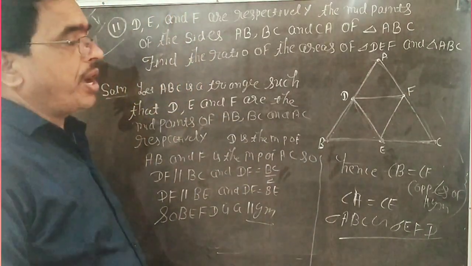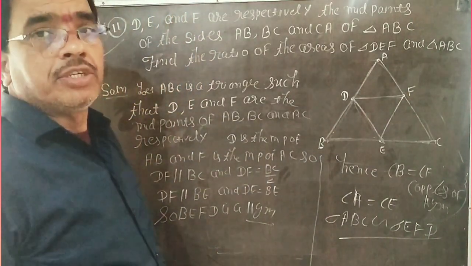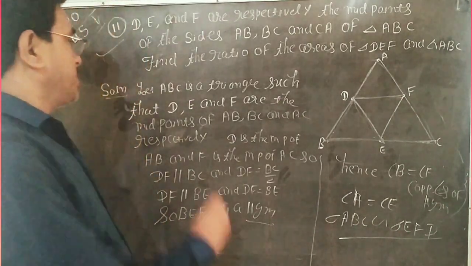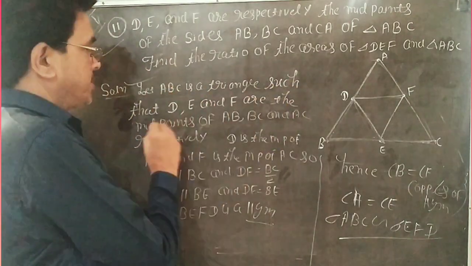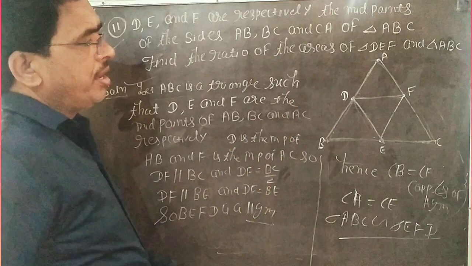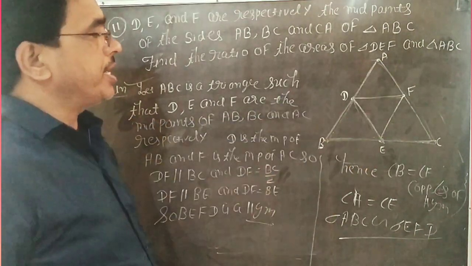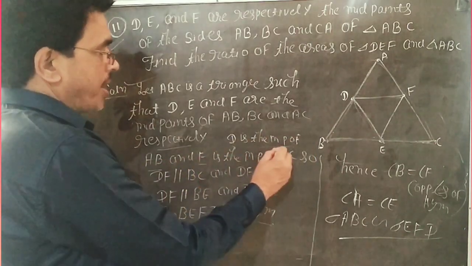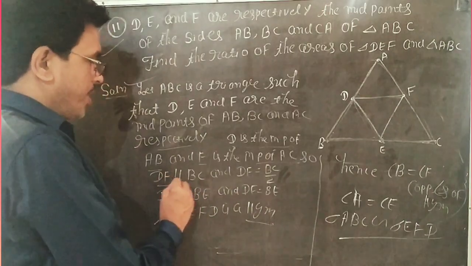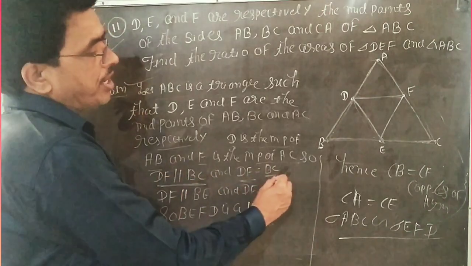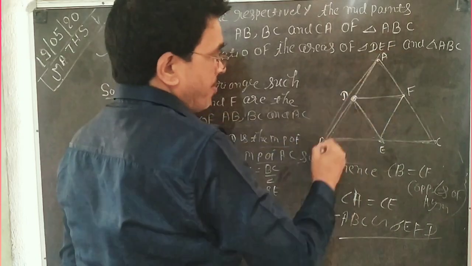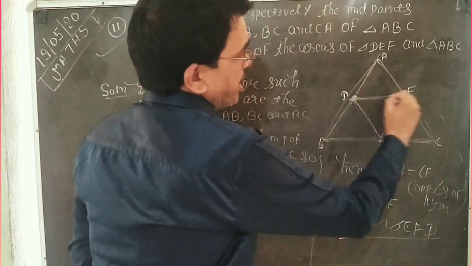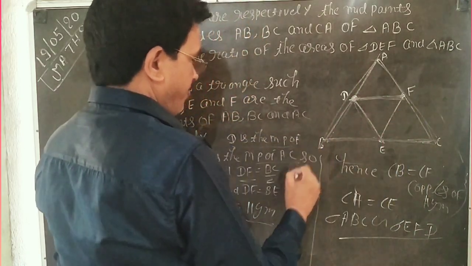So dear students, first we find the similarity relation between them, then find the area relation. First we write: let ABC be a triangle such that D, E and F are the midpoints of the sides AB, BC and AC respectively. D is the midpoint of AB and F is the midpoint of AC. Therefore DF is parallel to BC and DF is equal to half of BC, by the midpoint theorem.